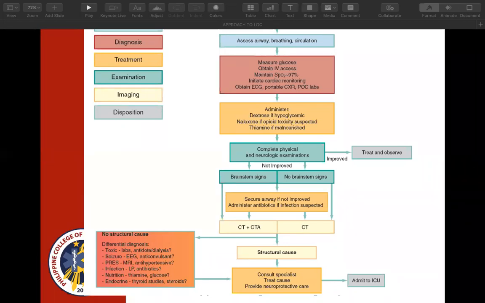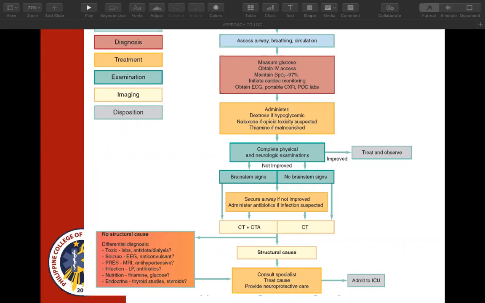If we didn't see any problem in the cranial CT scan, other differential diagnoses include toxins, like the patient probably took a lot of medicine, or seizure, or posterior reversible encephalopathy syndrome, an infection, nutritional in origin, or even an endocrine problem like a thyroid problem or steroids problem. So that's how you approach a patient having depressed consciousness.